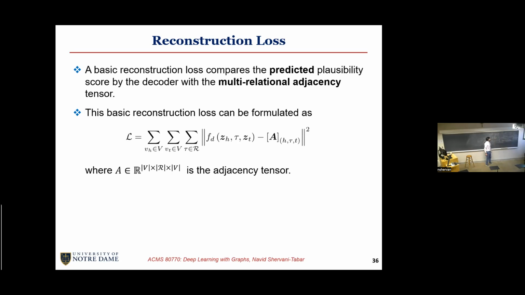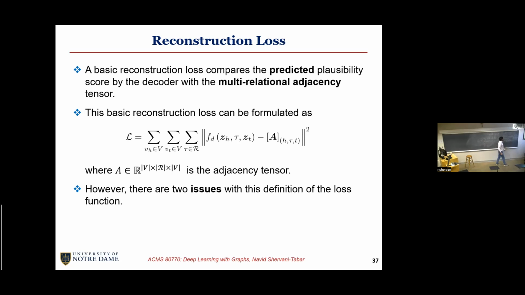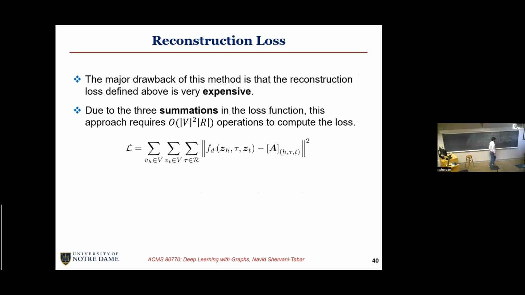Now, there are two problems with this type of MSE, mean squared error, relation that we defined here. The first one is the computational cost. And the second one is that the nature of the task is not compatible with MSE. Now, let's take a look at the first one. We see here that we have all different types. We have an adjacency matrix, and what we want to do is go over all the pairs of entities that we have.